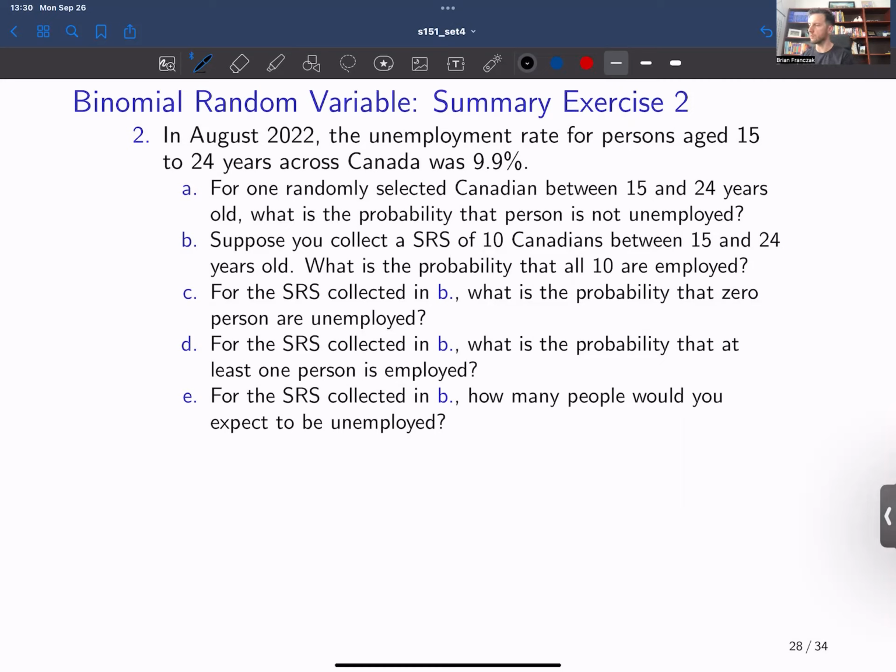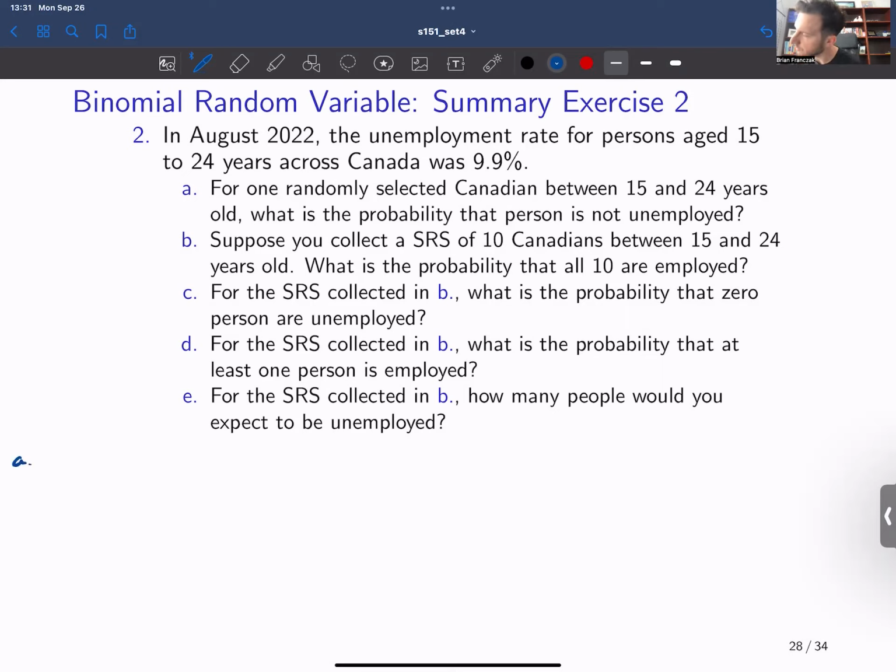This is going to be a walkthrough of the second summary exercise on working with binomial random variables. This is slide 28 of lecture set number 4. In this problem, in August of 2022, the unemployment rate for persons aged 15 to 24 across Canada was 9.9%. Part A: for one randomly selected Canadian between 15 and 24 years old, what is the probability that person is not employed?